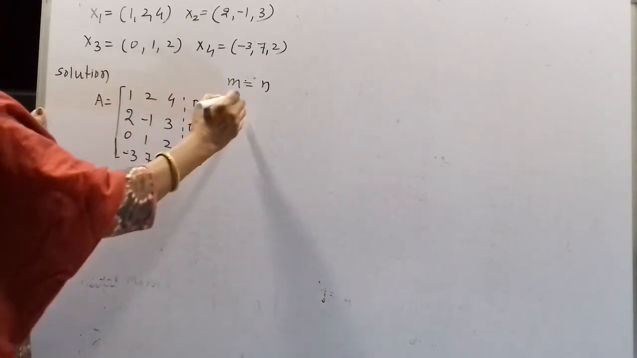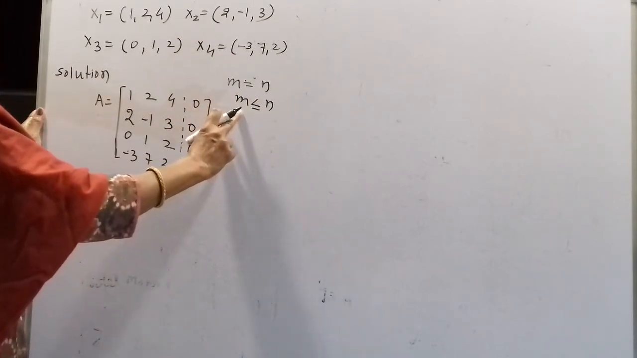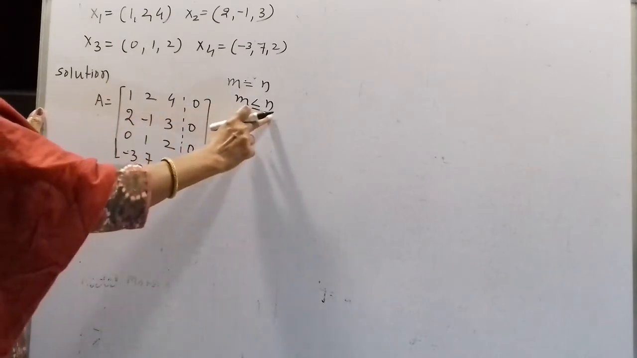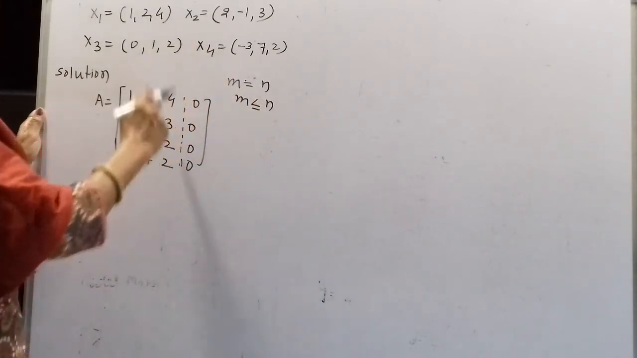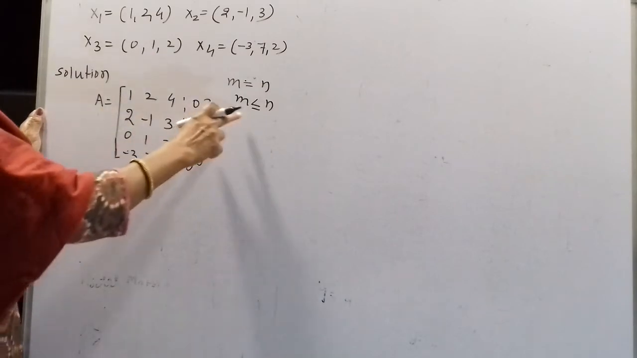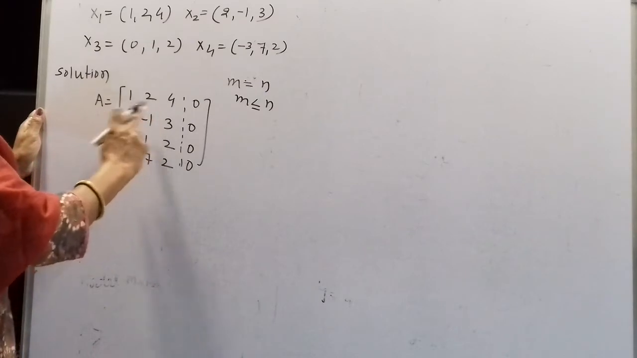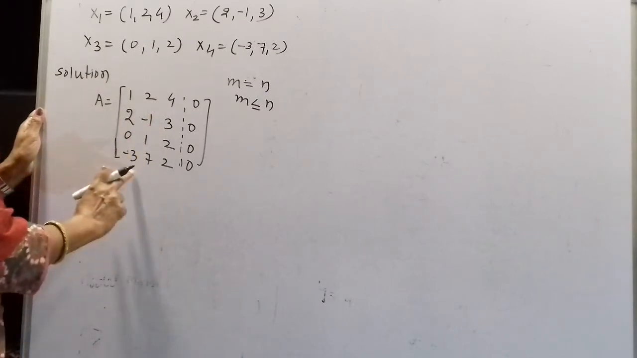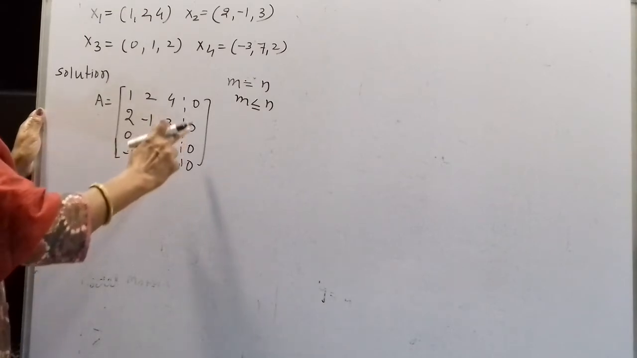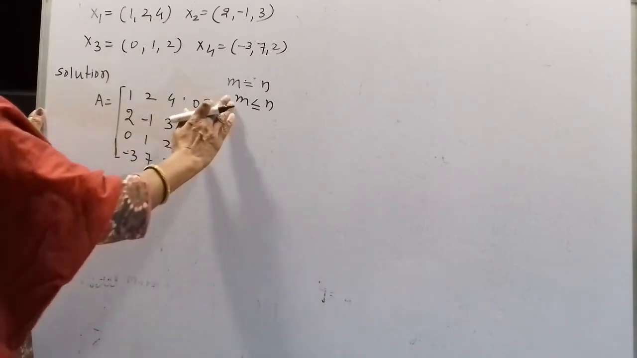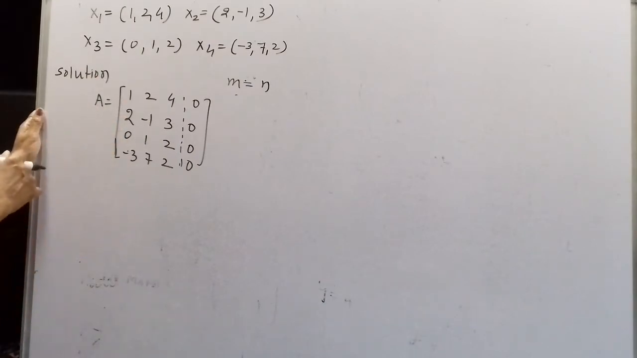It should be m less than or equal to n, that is, the number of rows should be either equal to or less than the number of columns, then only we can find it. So that's why, here the number of rows is more and the number of columns is less, so we have to consider one more column, 0, 0, 0. Now the number of rows and columns are equal, so we can find the relation between them.